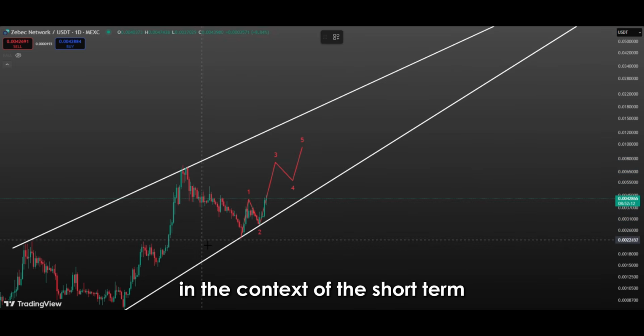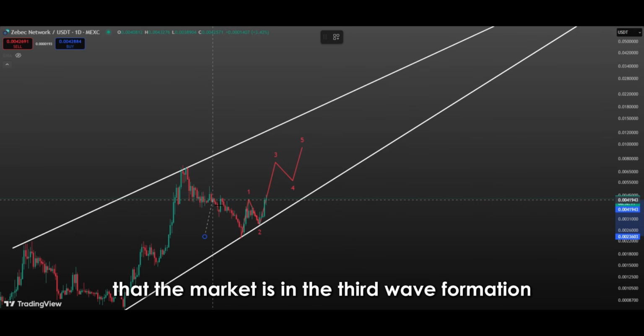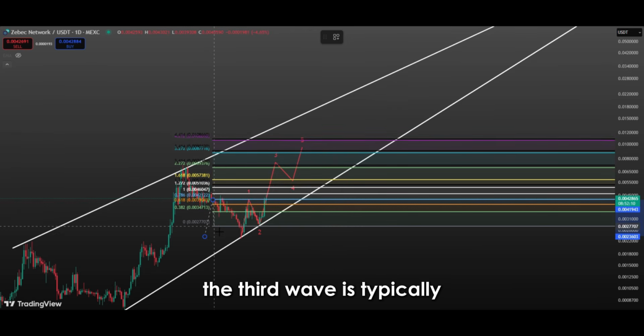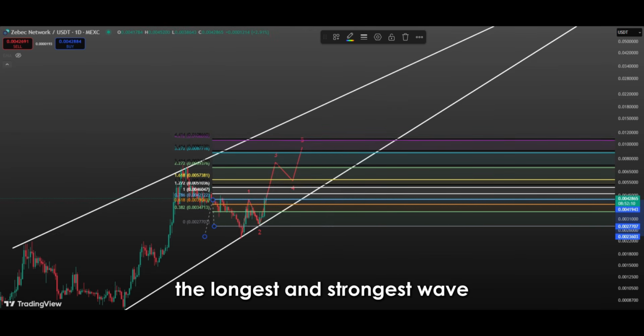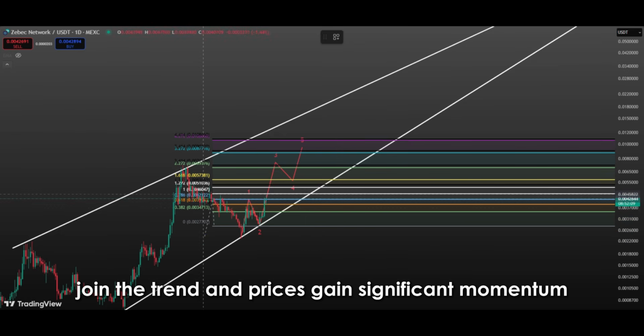In the context of the short-term Elliott wave structure examined here, it is currently assessed that the market is in the third wave formation. According to Elliott theory, the third wave is typically the longest and strongest wave. This wave is the phase where the majority of market participants join the trend and prices gain significant momentum.